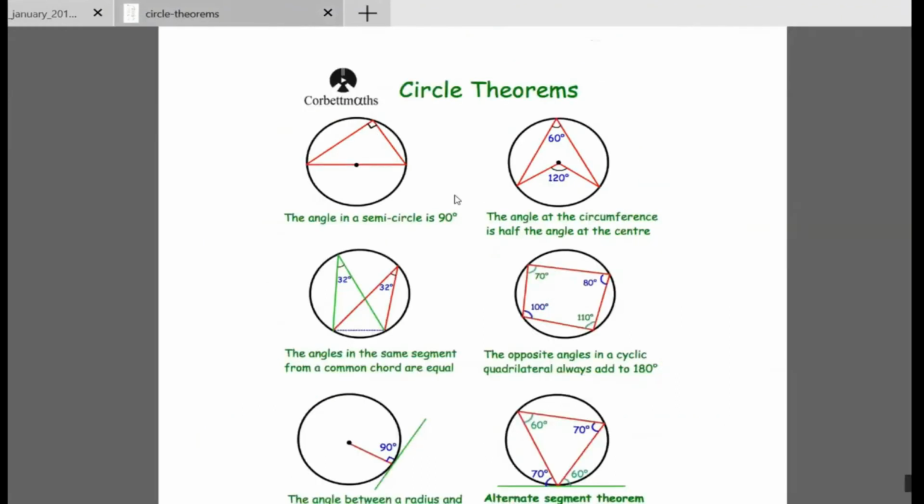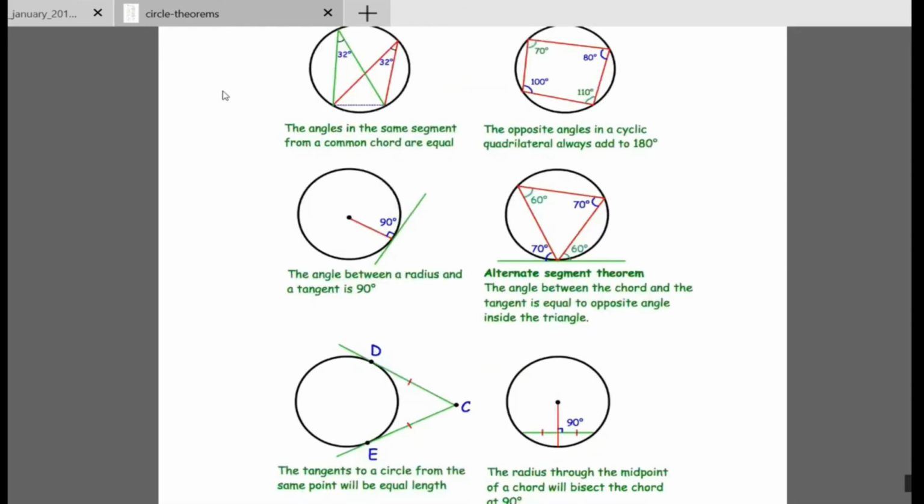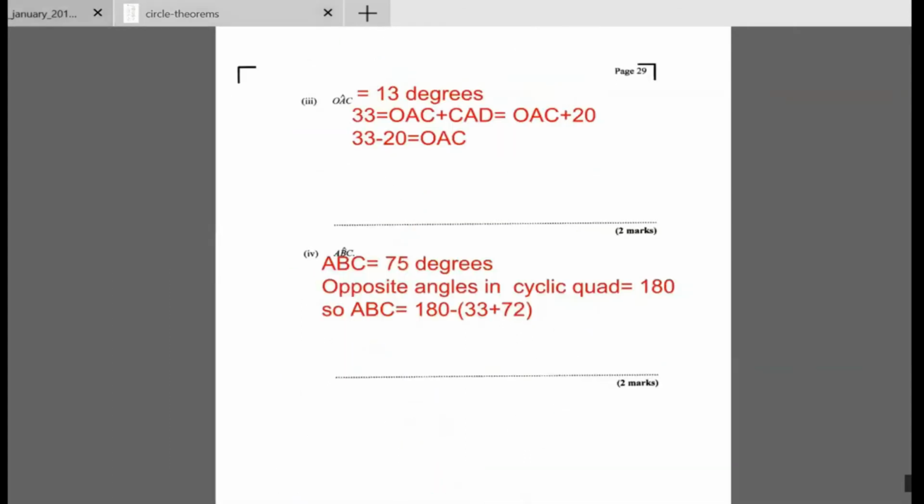Angles in a semicircle is 90. Angle at the center is twice the size of the angle at the circumference. Angles in the same segment from the chord are equal. Opposite angles in a cyclic quad is 180. All of this stuff, you need to remember these basic rules. All right, now we're done with that. Part B.